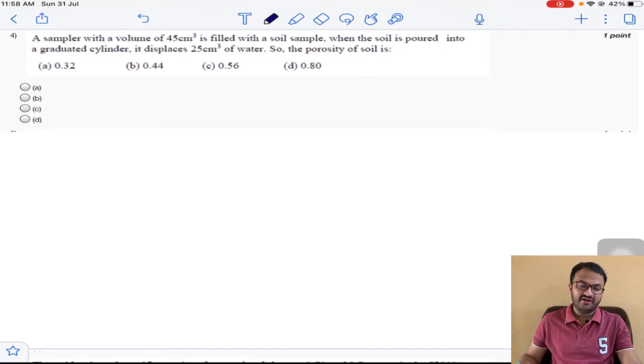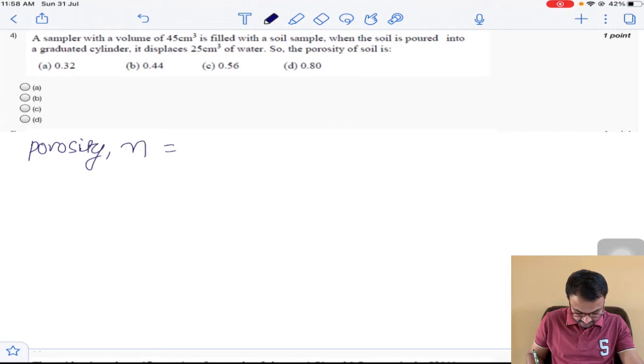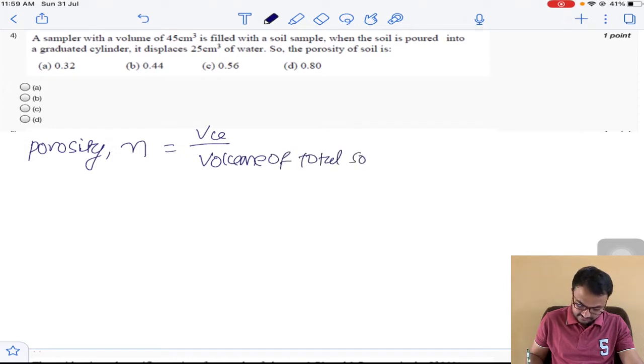First of all, what is porosity? I am writing here: porosity. The symbol for porosity is n, equal to volume of voids divided by volume of total soil. So he has given the sampler volume. The sampler volume is 45 cm³. So that sampler volume is the total volume of the soil.